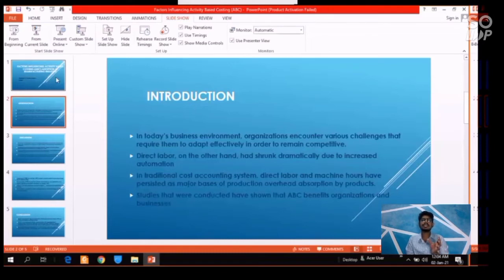However, studies also show that ABC adoption remains low in organizations and businesses. Organizations tend to use traditional systems for the purpose of overhead costing.